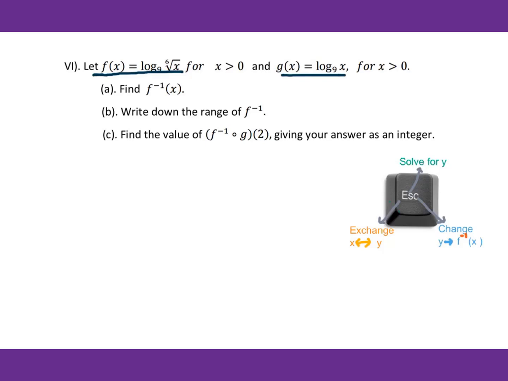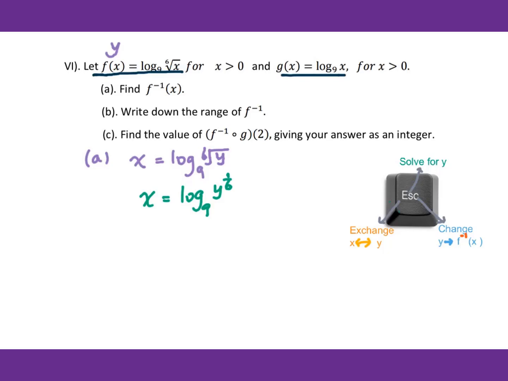First step, exchange x and y. F of x is y. So we get x equals log base 9 of the 6th root of y. Then we solve for y. We change the argument into exponential form, so we get y to the 1 over 6 power.